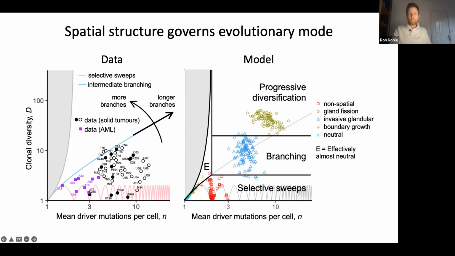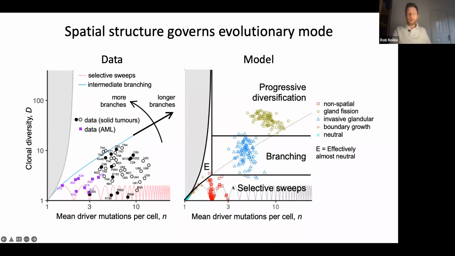And what we do then is we plot all these solid tumors, so that the solid black points are the original data, the open circles are the ones that came in the revision. The purple squares are the data on AML. So we have solid tumors in black and leukemia in purple. And then we have the results of the model.